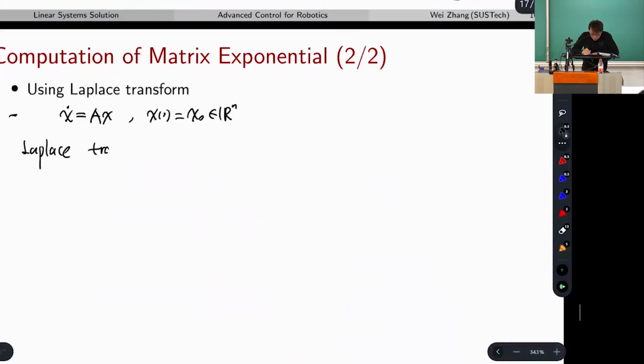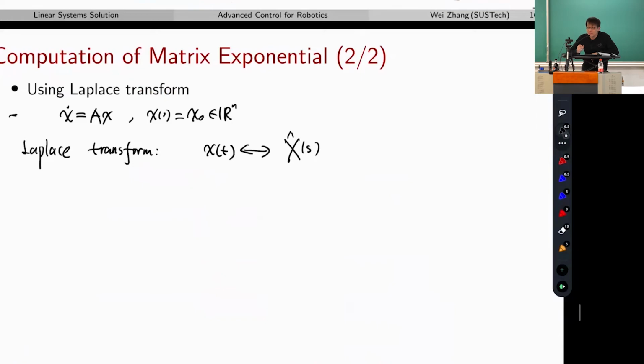Laplace transform is what? Suppose you have a signal. Its Laplace transform is, let's call it capital X hat of s, going from the time domain to the s domain. In this case, it's a vector.